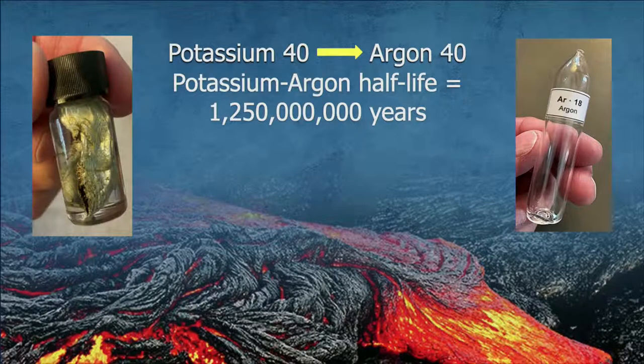When hot lava cools into basalt, any argon-40 made afterwards is trapped in the rock. And the ratio of potassium to argon will tell you how long ago it became solid. And apparently, it takes 1 1/4 billion years to decay. That's the idea behind this method of dating.